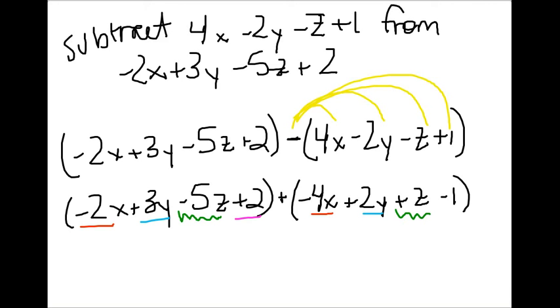And then now I'm going to combine. So I get negative 6x plus 5y minus 4z plus 1. And there is my simplified polynomial.